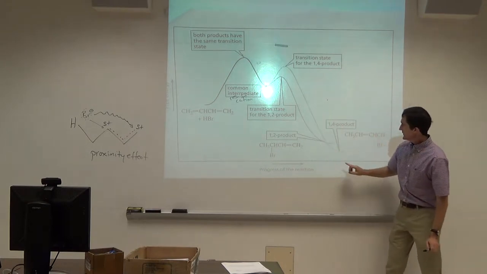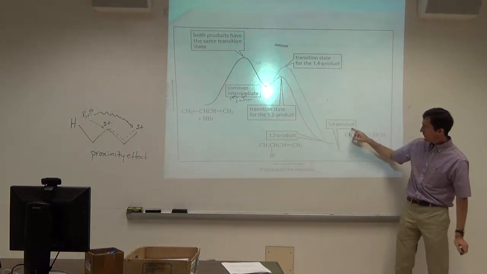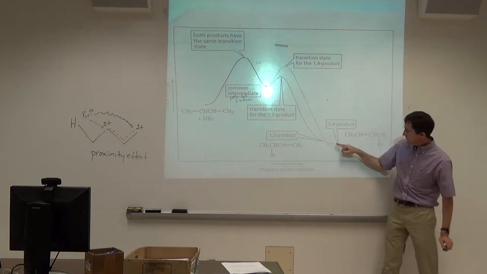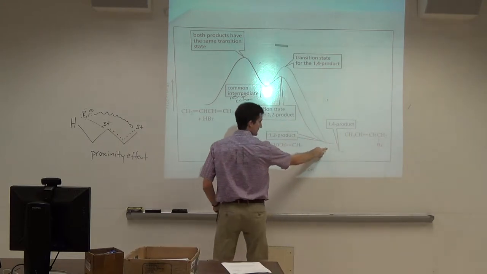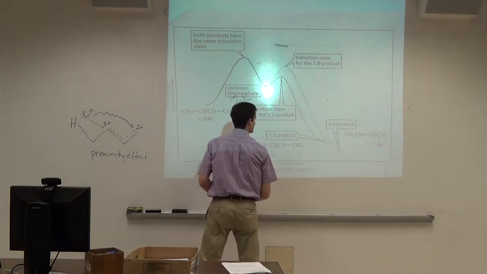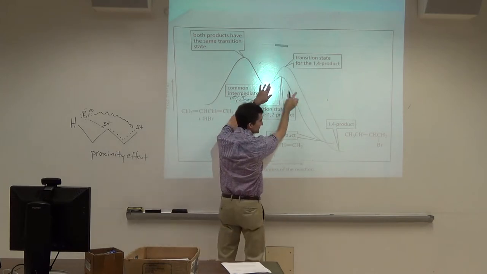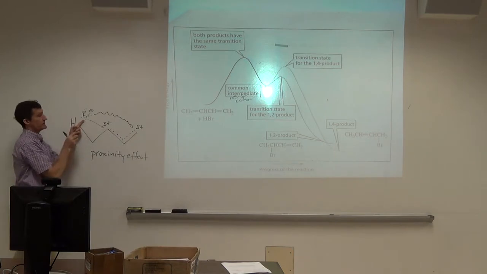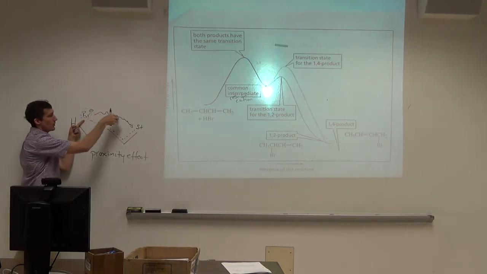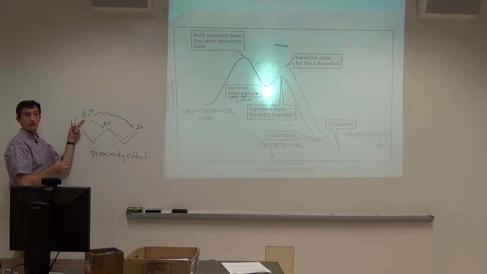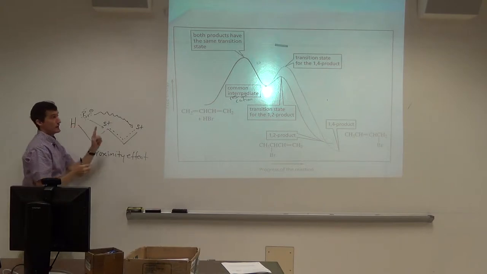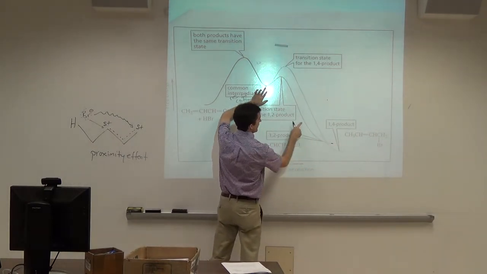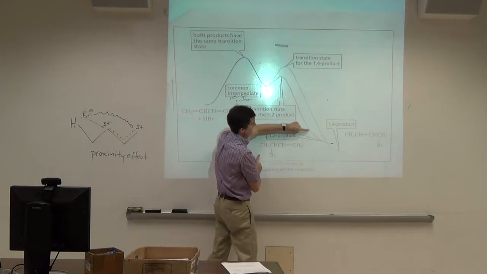From there, you can get the 1,2 product or 1,4. 1,4 is more stable, so it's lower. 1,2 is higher. So that's your thermodynamic consideration. For each, there's a transition state. Which takes less energy? Adding 1,2 or adding 1,4? Which takes less energy? 1,2 takes less energy. So look at this. Here's the 1,2. You see how it takes less energy to get to it?